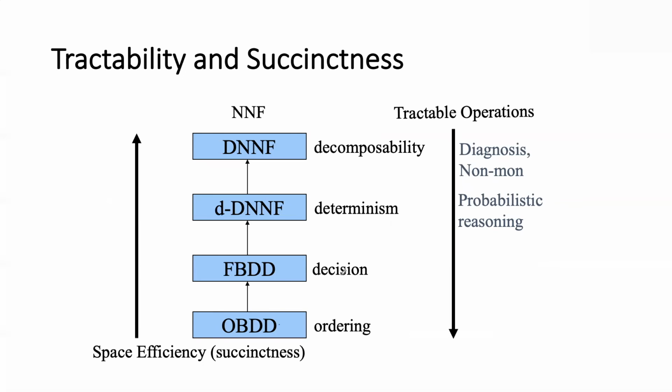As you add more properties, first, you get to do more, right? So here with this alone, you can do diagnosis and something called non-monotonic reasoning. You add determinism, you can start doing probabilistic reasoning. You go down, you do more and more. But also succinctness suffers. So things get bigger, right? So they get bigger.